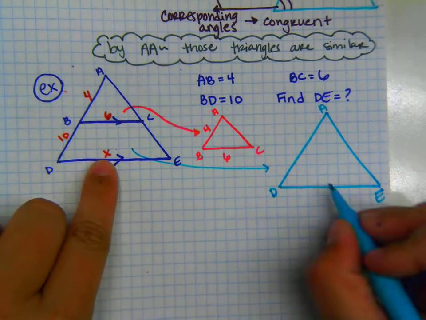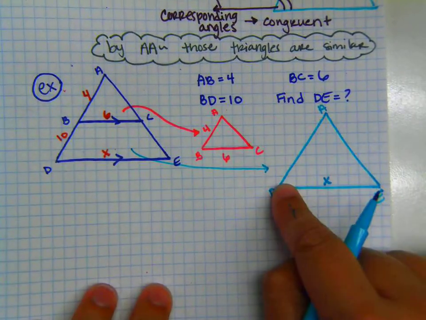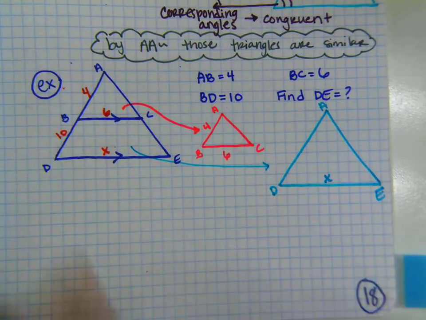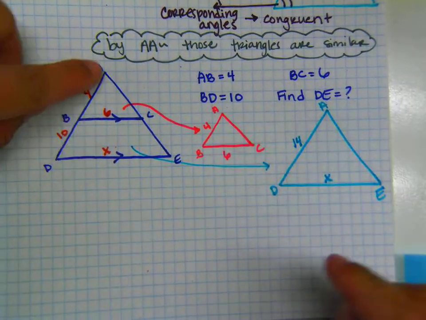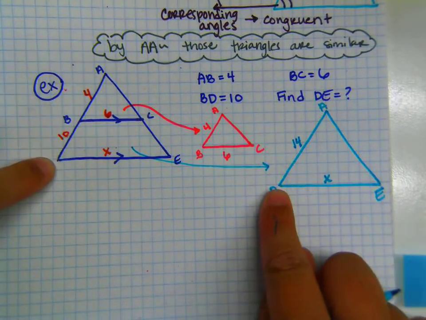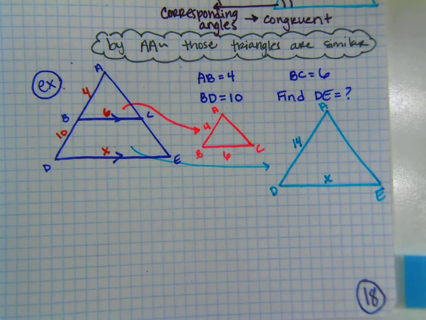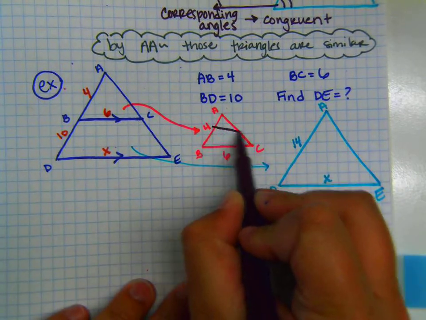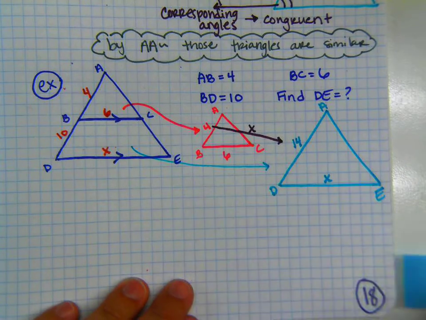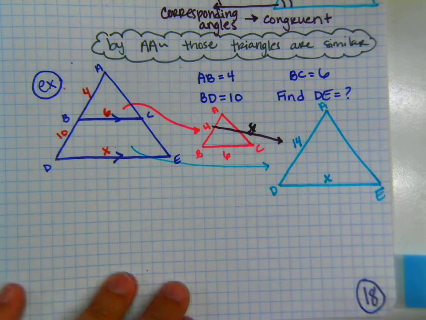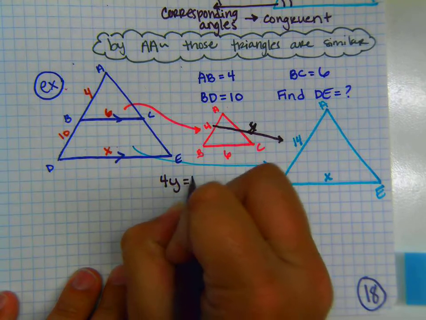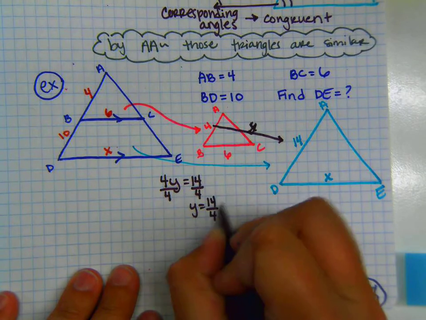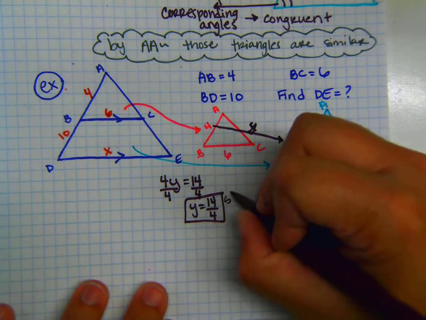Now DE we don't know, that is X, but if we look at AD, what is the full length of AD? It is 14, because we go all the way from 4 and then to 10, so that's 14. Okay, now from here we can use our scale factor, right? We know that since they're proportional, 4 times something is going to be 14. Let's actually call that Y so it doesn't get confused with that X. So 4 times something has to be 14, divide by 4, which means our scale factor is going to be 14 over 4. That's the scale factor.